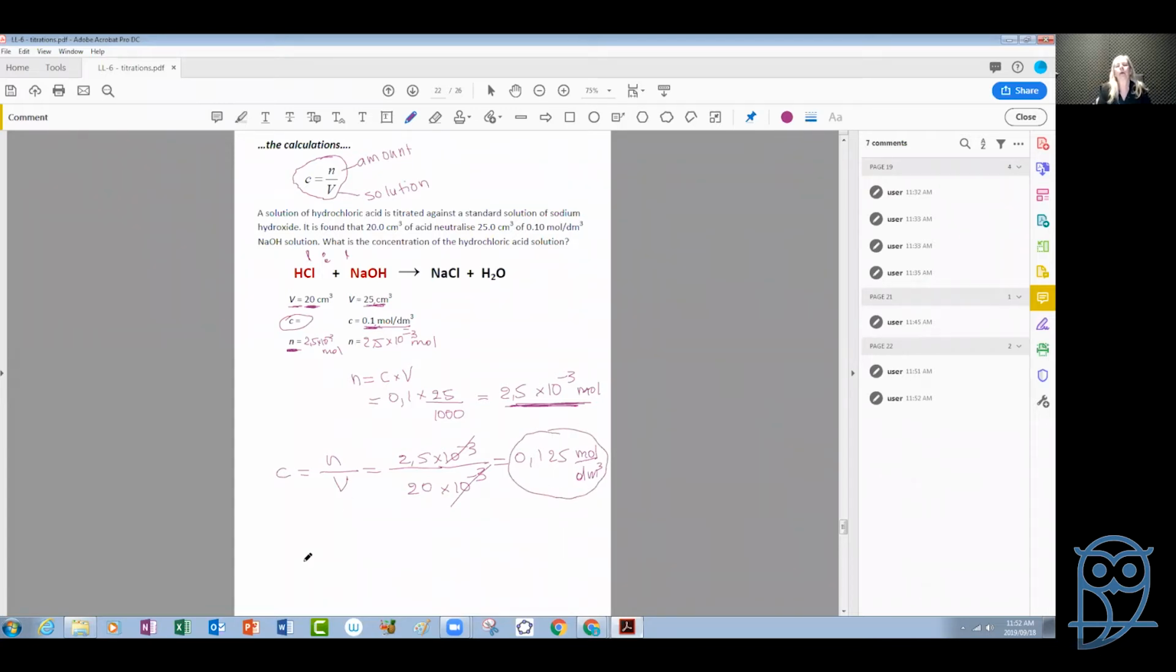So this is how we use the method of titration to calculate eventually the unknown concentration of the acid, which we had in the burette, isn't it? So this is how it works.